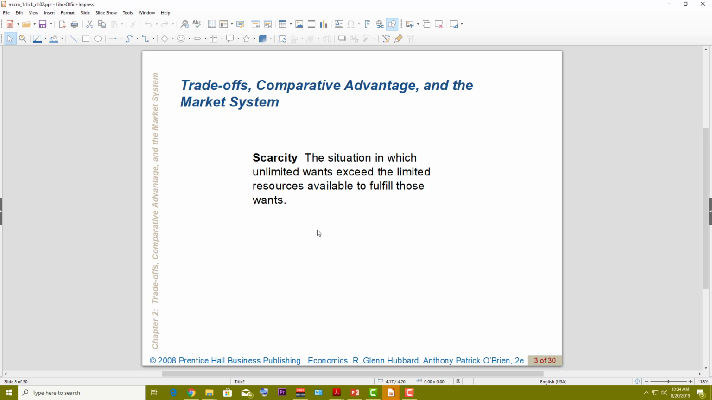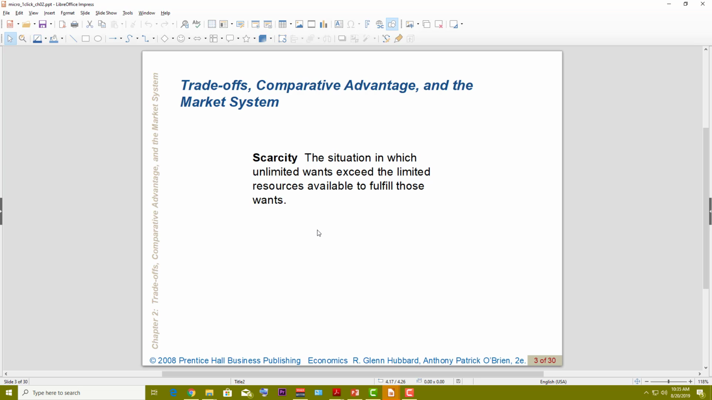Scarcity is the situation in which unlimited wants exceed the limited resources available to fulfill those wants. As humans, if we were to write down everything that we want, the list would be endless. It would just go on and on. Needs are a different thing. Needs are things that you cannot live without: your food, shelter, those things. So we have some basic needs, and from that we're good. Most of the others are wants.